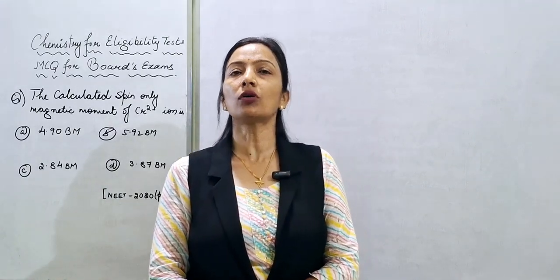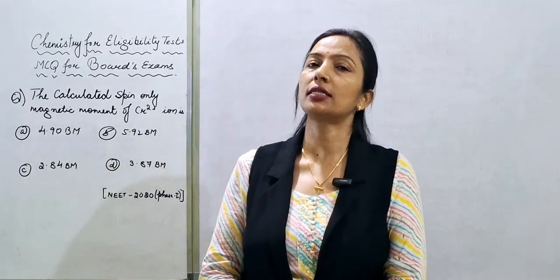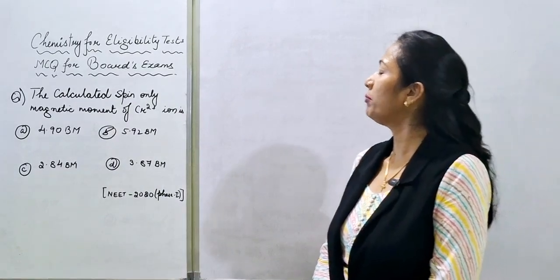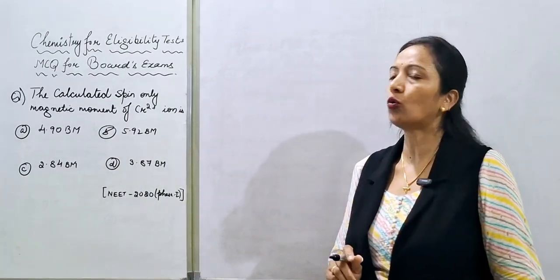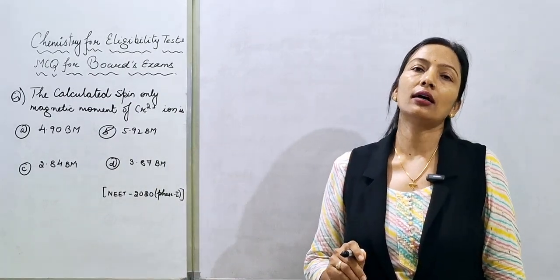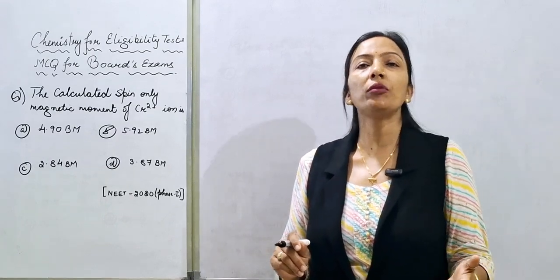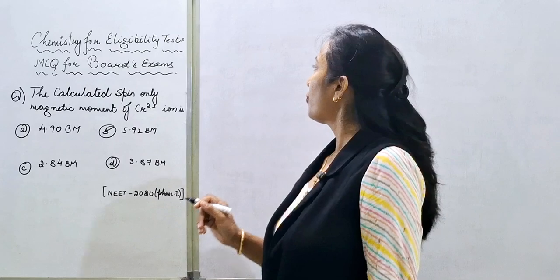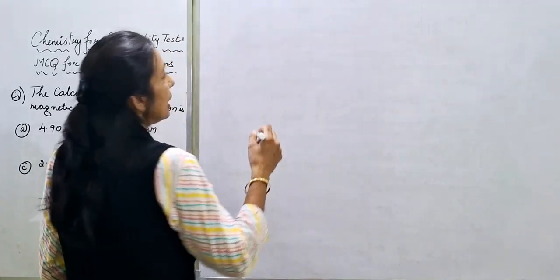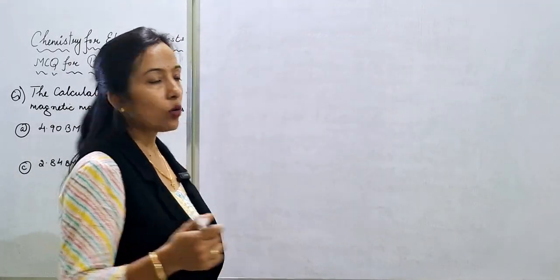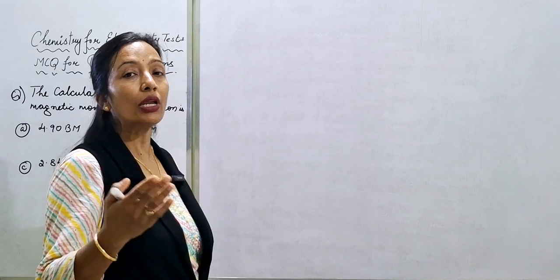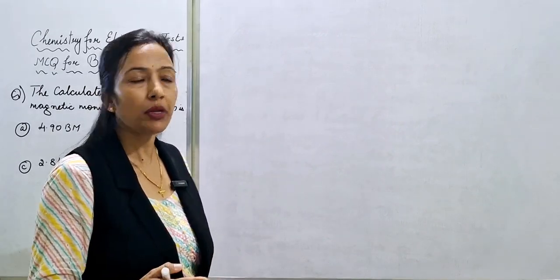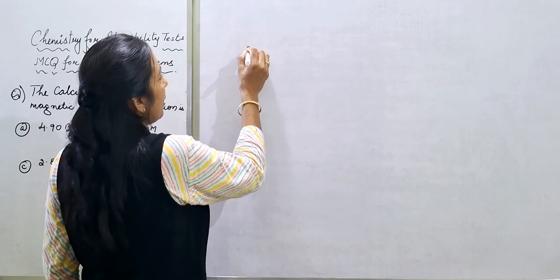Let's have a look at the question from the unit d and f block elements. Here we have to find out the magnetic moment of the chromium 2+ ion. Here the chromium is available in the second oxidation state. For this we must know the atomic number of chromium, which is a 3d element, a first series transition element. So it is a 3d element.